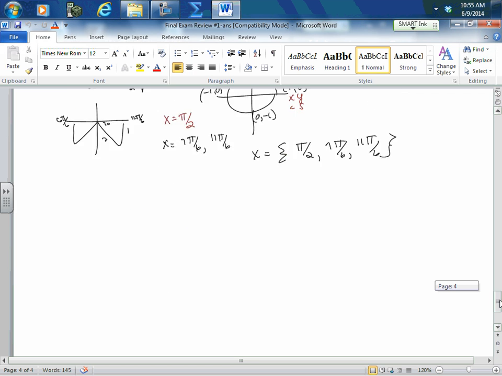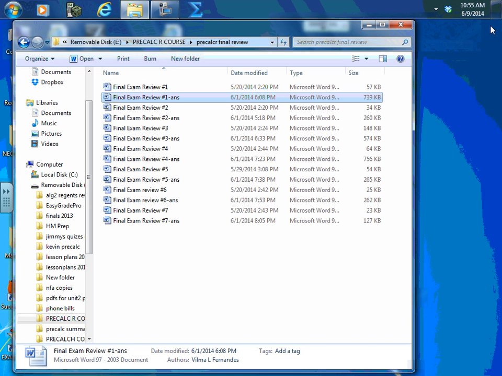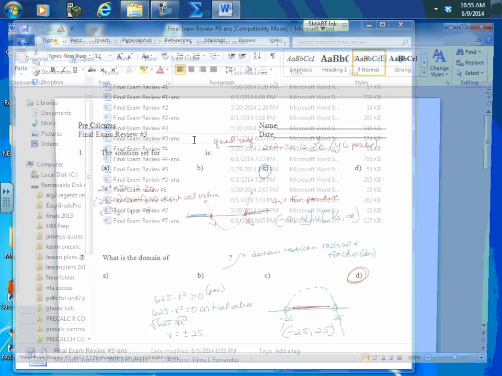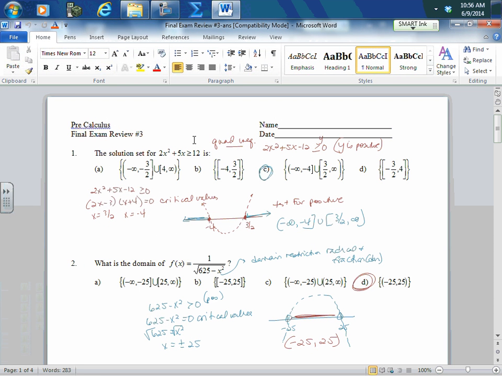I think that was it for this one. We did 2, so let's go to 3. Did we do this one for 3 in here? Yes. Kyle? We did the first one. This is important that you get the inequality for a quadratic.